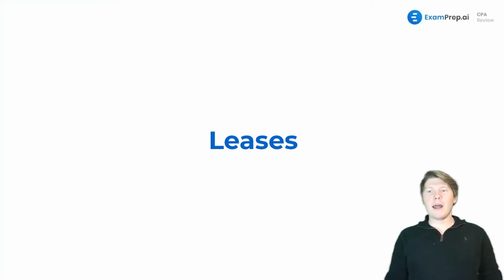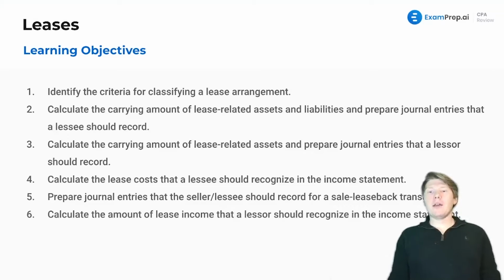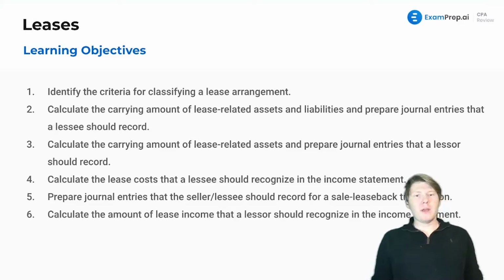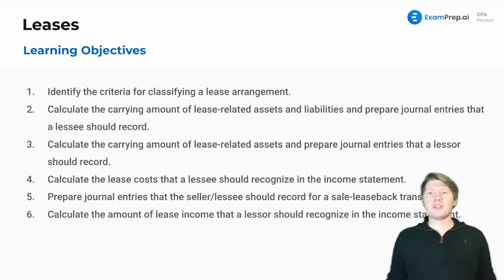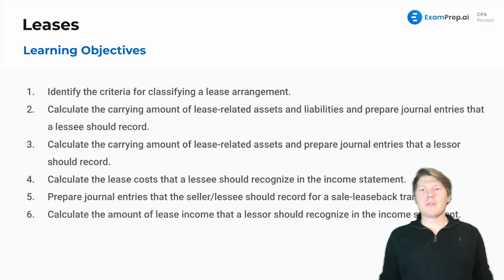Let's see what our learning objectives are today. Well, we want to identify the criteria for classifying a lease arrangement. There's going to be a big grouping of classifications. We're going to memorize them and get through them. Calculate the carrying amount of a lease related assets and liabilities, prepare the journal entries, from both ends, right? We've got the lessor lessee relationship. So we've got both sides. That's going to be numbers 2 and 3 here.